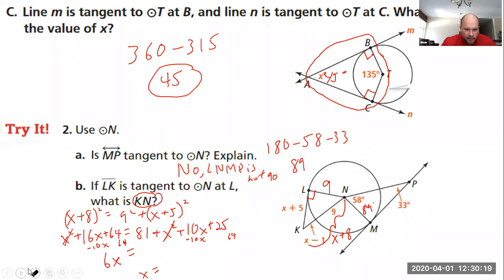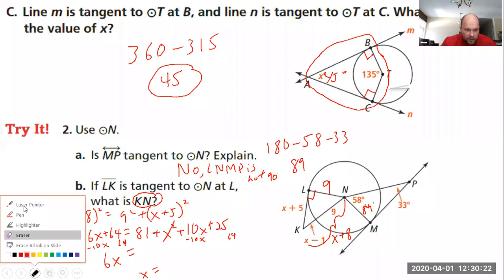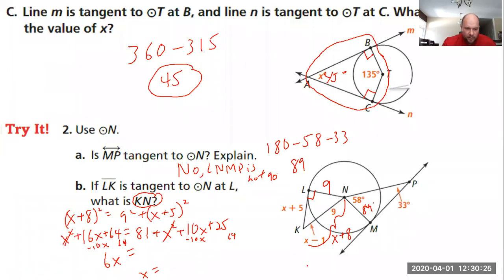All right, let's try that again. So we're gonna go back to the pen. So we had 81 plus 25 minus 64 gives us 42. So on this side we have 42, which is divisible by 6. That's a much nicer number. So that's 7. And if that's 7, playing back into our equation there, 7 plus 8 gives us a total of 15. All right, good catch.